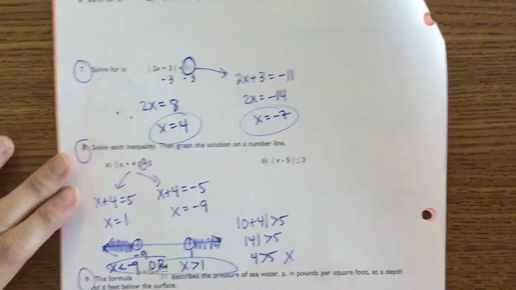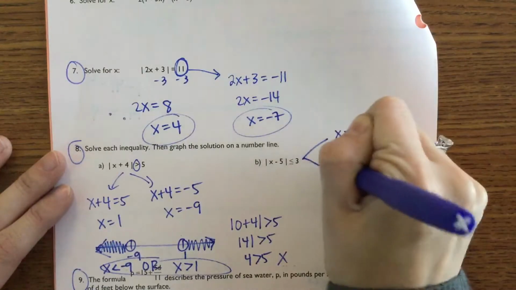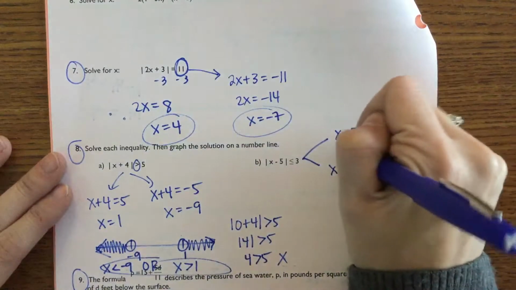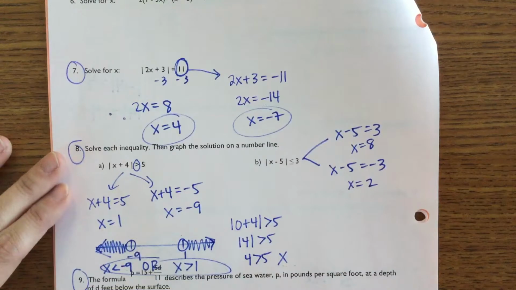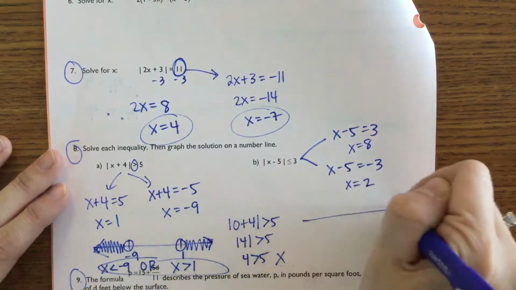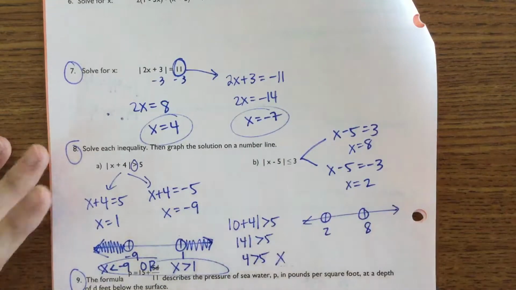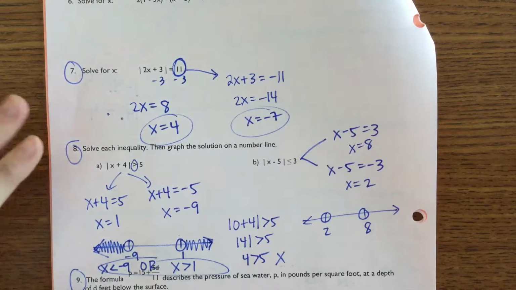Okay, I want to do B also. We're going to get 2 equations. X minus 5 equals 3. X minus 5 equals negative 3. So when we solve, we get x equals 8 and x equals 2. Drawing a number line. If we choose our test point, what do we want the test point to be? Doesn't really matter as long as it's not 2 or 8. So I'm going to choose 0.